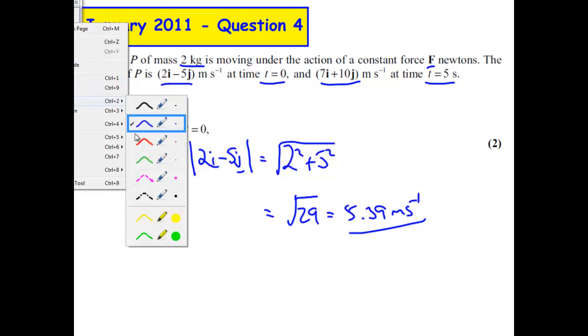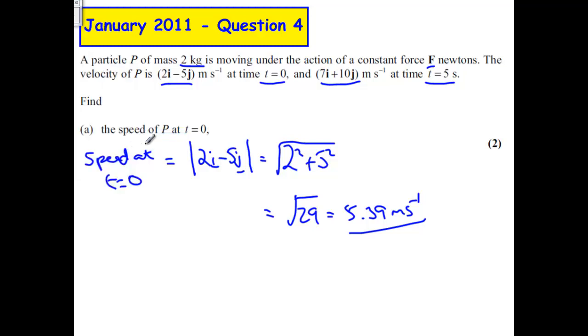Now, where the marks here are allocated, you get one method mark for knowing how to find the magnitude of the velocity and knowing that that is indeed the speed, and you get an accuracy mark for your correct answer. So that's how the 2 marks are allocated.